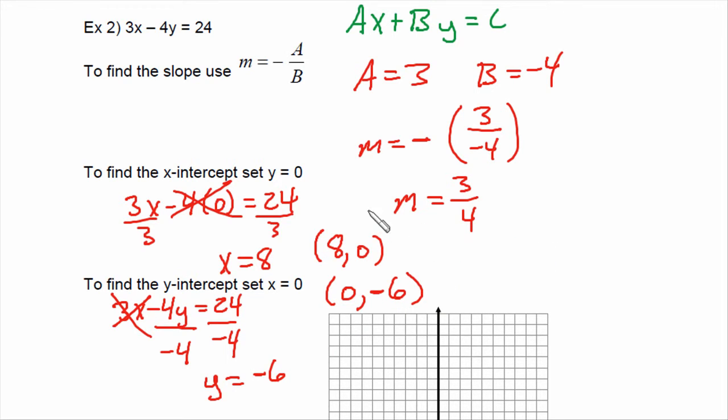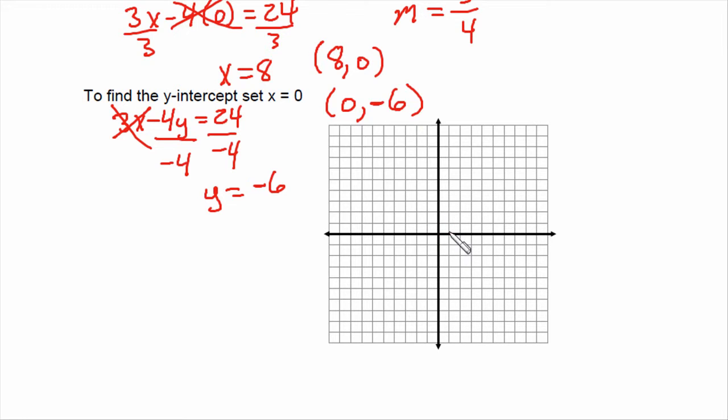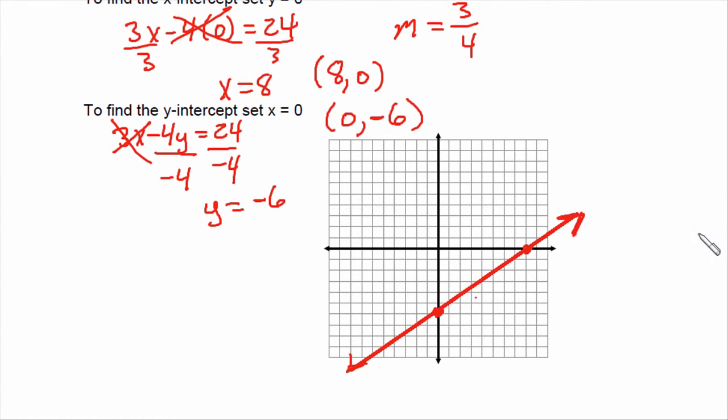Now they want us to graph it. If you have the two intercepts, you have 2 points. That's enough to graph any line. So we'll scroll down here and we'll graph it. So 8, 0 for my x. 1, 2, 3, 4, 5, 6, 7, 8. And negative 6 for the y-intercept, right here. And we'll plot a line between them. And if we check the slope, we would see that it would be the slope we found earlier, up 3 over 4. So this is up 6 here and over 8. So 6 over 8 reduces to 3 over 4. Check.